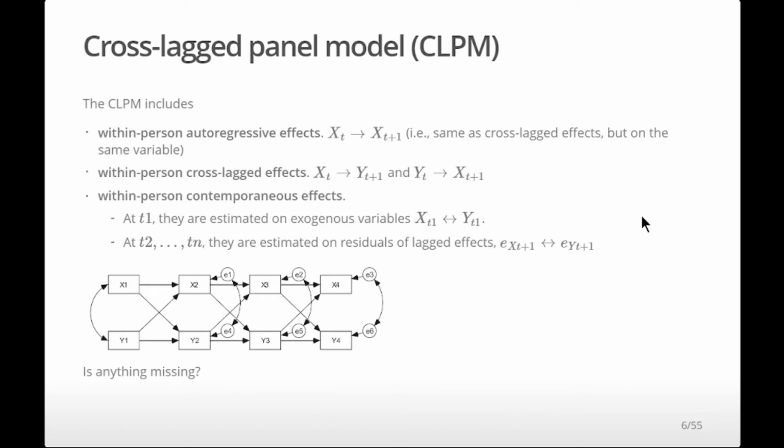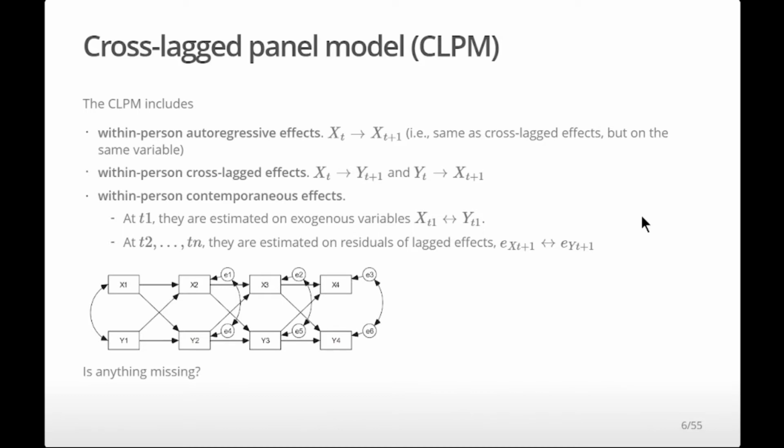Is anything missing here? So E1, E4, E2, E5, and E3, and E6 are within person. Exactly. These are autoregressive effects, and these are cross-lagged. Technically, this one is also a contemporaneous effect, but it's typically less interesting, because these ones are estimated after controlling for autoregressive and cross-lagged effects. So after controlling for the portion of contemporaneous relationship that you could account for at a previous time point. So this is more informative if you consider, as I do, lagged effects as more important, because they allow you to predict something before it happens, whereas contemporaneous effects allow you to predict something as it happens.